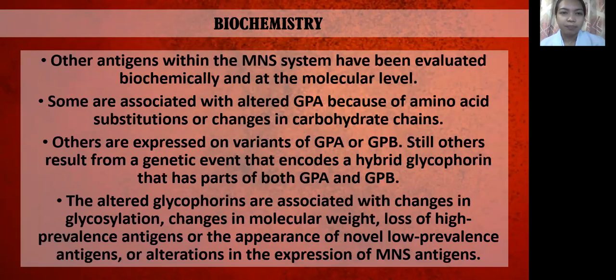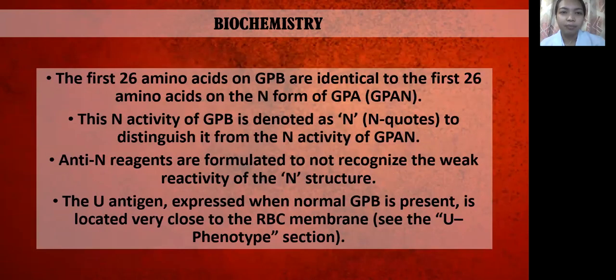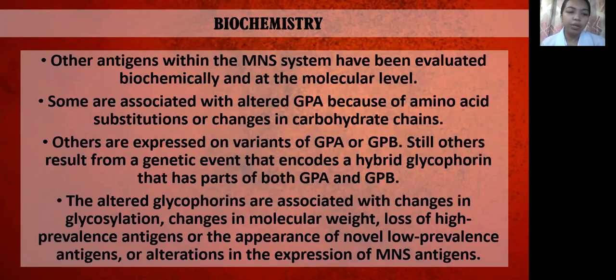Before that, the most O-linked carbohydrate structures on GPA and GPB are branched tetrasaccharides containing 1 GalNAc, 1 Gal, and 2 NeuAc, or sialic acid. NeuAc helps give the RBC its negative charge. About 70% of the RBC NeuAc is carried by GPA, and about 60% is carried by GPB.